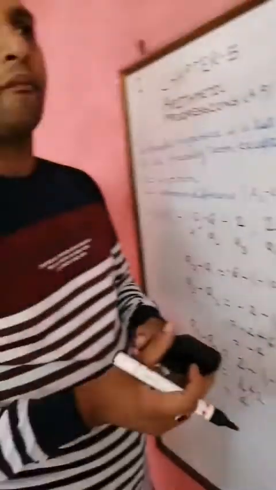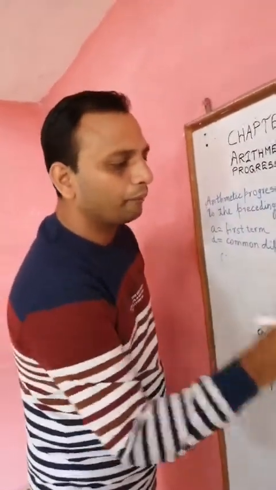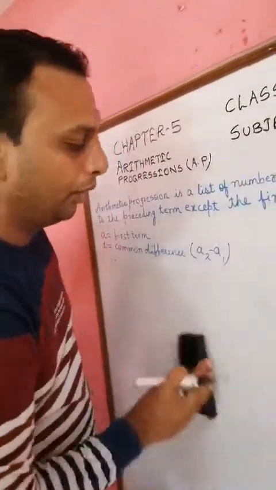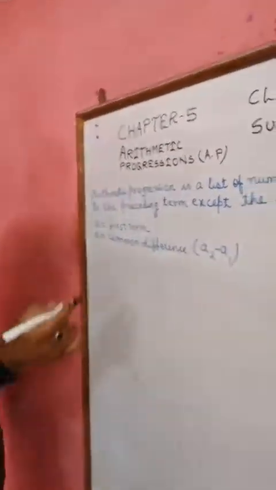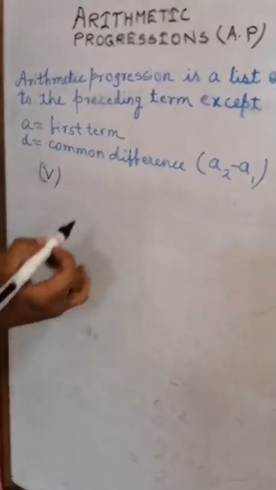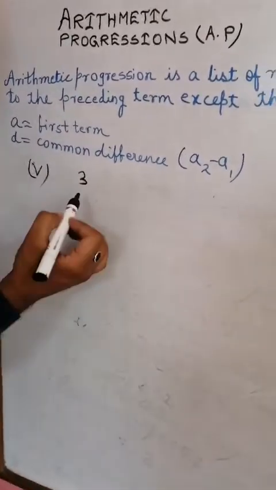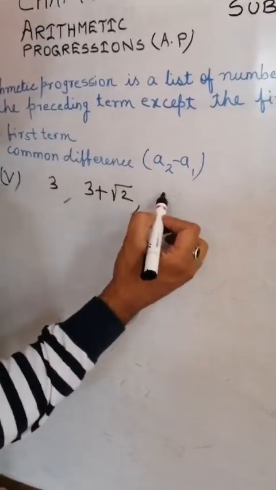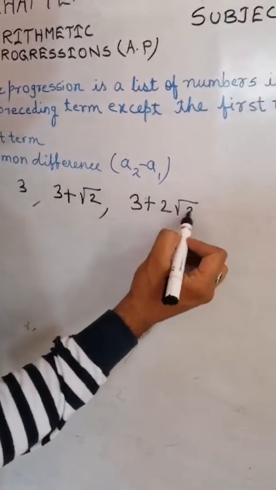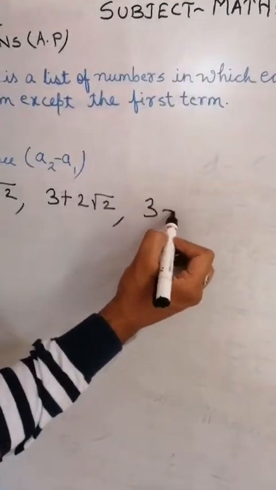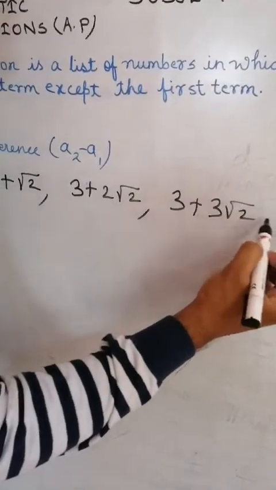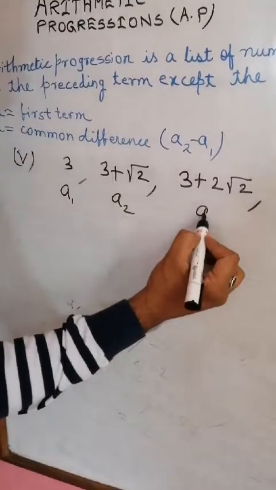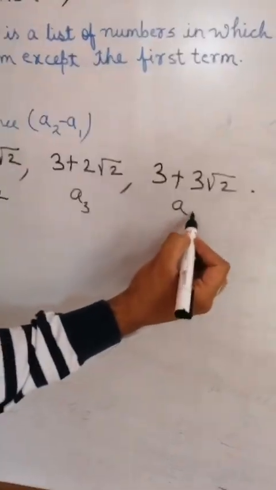Now we will take one more question, which belongs to the root questions. I know many students have a problem when the root question comes. So we will take the root question. The root question is root 3, 3 plus root 2, 3 plus 2 root 2, 3 plus 3 root 2. Now here A1, A2, A3, A4.